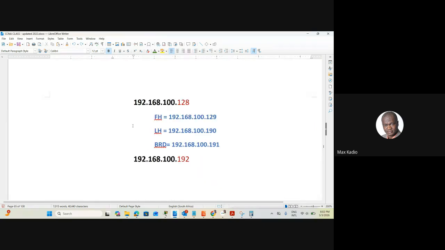The same thing. If you have this network, how to find the first host? You do the network plus 1. How to find the broadcast? You do the next network minus 1. You see. How to find the last? You do the broadcast minus 1.